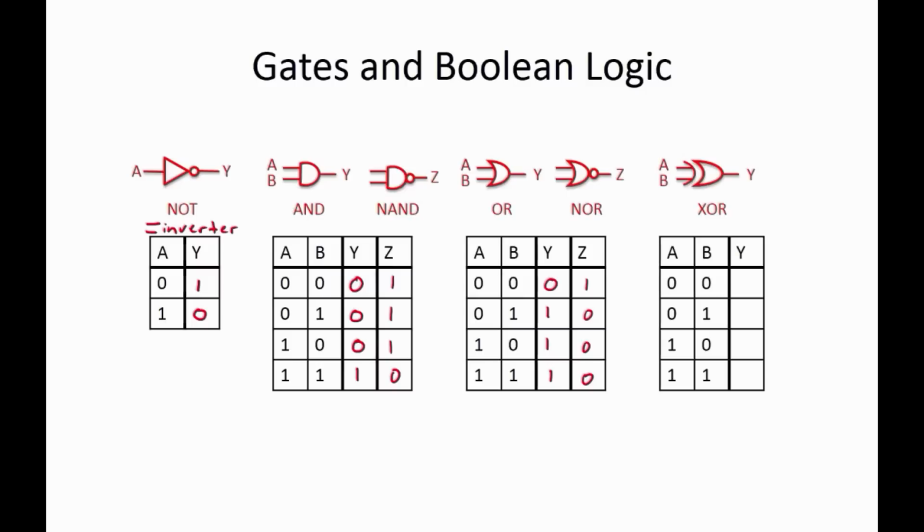Finally, the last basic gate is an exclusive OR. The exclusive OR produces a 1 output if exactly one of its two inputs is a 1 and 0 otherwise. So for AB equals 0, 0, Y equals 0. For AB equals 0, 1, Y equals 1. For AB equal to 1, 0, Y equals 1. And for AB equal to 1, 1, Y equals 0.